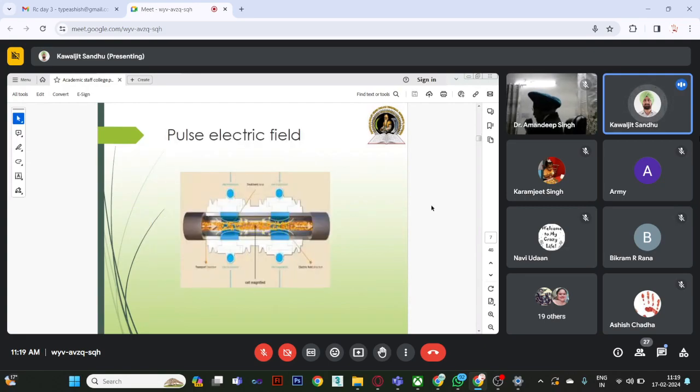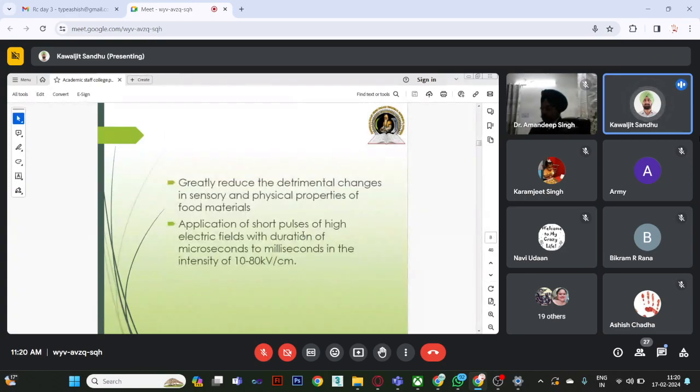Another technique that I just want to discuss is pulse electric field. So you can see food moving, and we are imparting electrical pulses. What we do is apply short pulses of high electric fields, for very short duration of time, about few milliseconds. Intensity of electric field is 10 to 80 kilovolt per centimeter, and in this process, microorganisms are destroyed. A very good technique for improving the physical properties of food material, and we are not destroying any antioxidant compounds or any compounds which are heat sensitive. So this is also a very innovative technique.